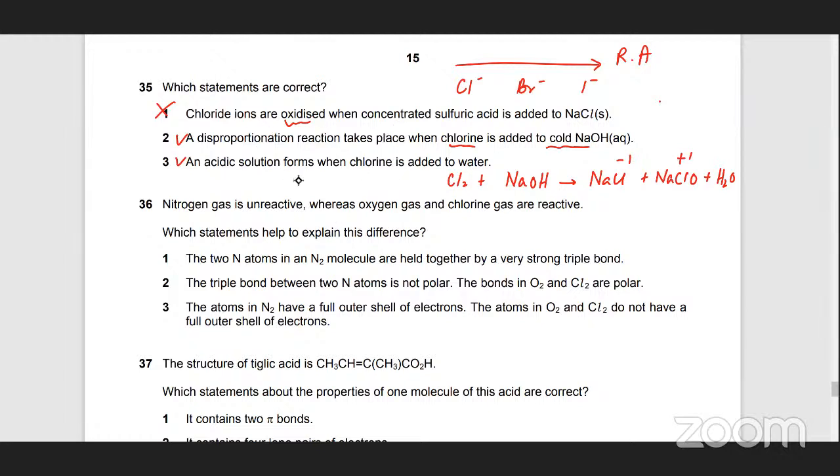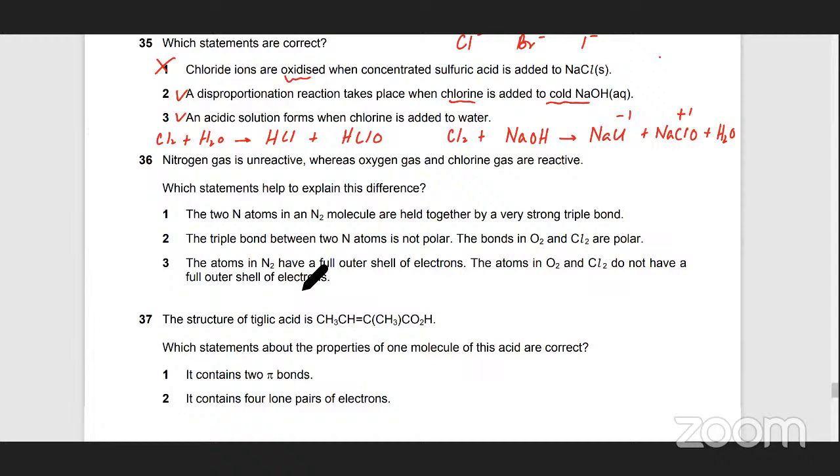That is also correct, because if you add chlorine to water, two acids are formed. It gets used as a disinfectant. HCl is formed and also HClO. One of them is hydrochloric acid. The other one is chloric(I) acid. Okay. Ibra, is this clear? Yes, sir.